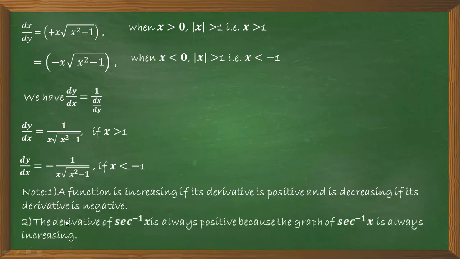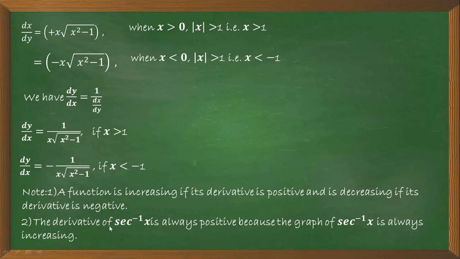And the second note is, the derivative of sec inverse x is always positive because the graph of sec inverse x is always increasing. Means in short, if you want to remember, then sec inverse x is always an increasing function. Then what about the derivative, and when is it possible that the derivative is positive? So here we get the derivative as 1 upon x into root of x square minus 1, and another derivative as minus of 1 upon x into root of x square minus 1.